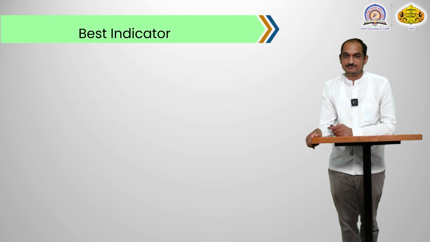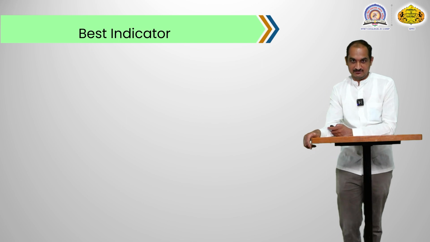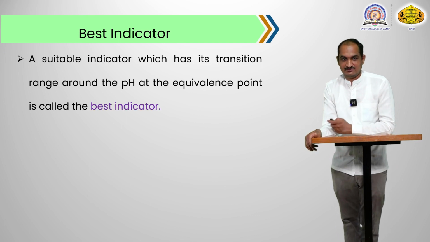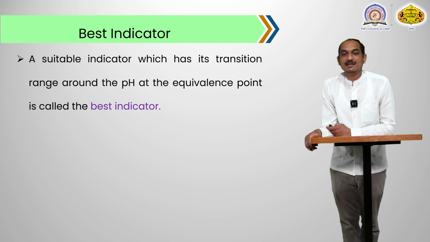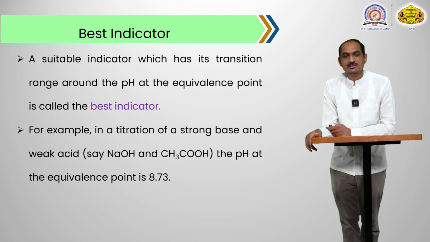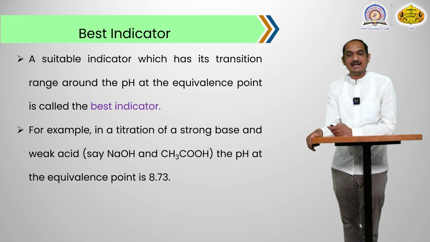Next term is the best indicator. Which one is the best indicator? A suitable indicator which has its transition range around the pH at the equivalence point is called the best indicator. Which indicator can we say is the best indicator? A suitable indicator which has its transition range around the pH at the equivalence point is called the best indicator.